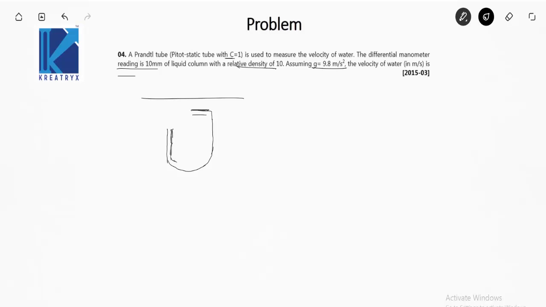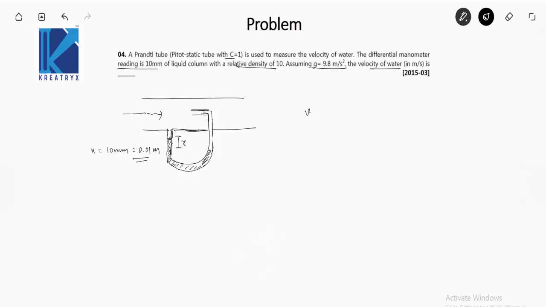I hope you get the idea. Okay, this is a rough diagram. So water is flowing here. Okay, this is the manometer liquid, and this difference, let it be x, which is given as 10 mm. So x will be 10 mm, that is 0.01 meter. Okay, so this reading is given as 0.01 meter, and we have to find the velocity of water.